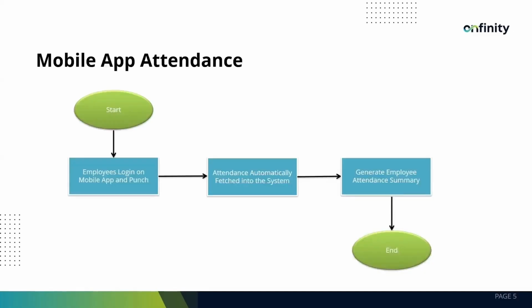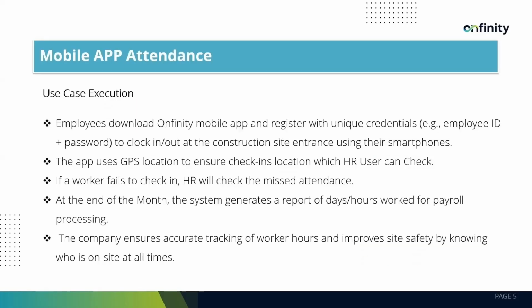Employees can log in to the Onfinity mobile app and punch in through their smartphones. Once they punch in, the data is automatically sent to the Onfinity system. After receiving the data, the user needs to process the attendance summary to prepare for payroll. In this execution case, workers use the Onfinity mobile app to log in and out at the site entrance. GPS verifies check-ins and HR monitors attendance. At the end of the month, the system generates a work report for payroll, ensuring accurate tracking and improving site safety.